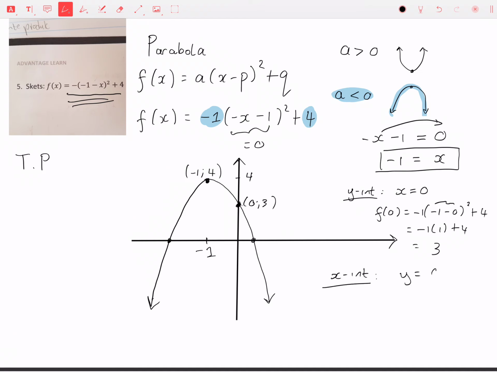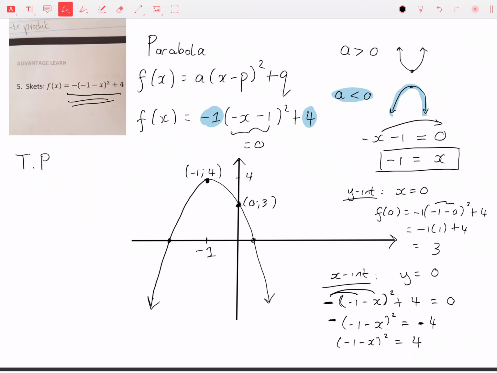And remember, for your x-intercepts, what must you do? You must set y equal to 0. So you set that original function you've been given equal to 0. Okay, let's be smart about this now. I don't have to go and expand everything. Let's just leave the squared term on that side, and then subtract 4 on both sides. Now divide both sides by negative 1.